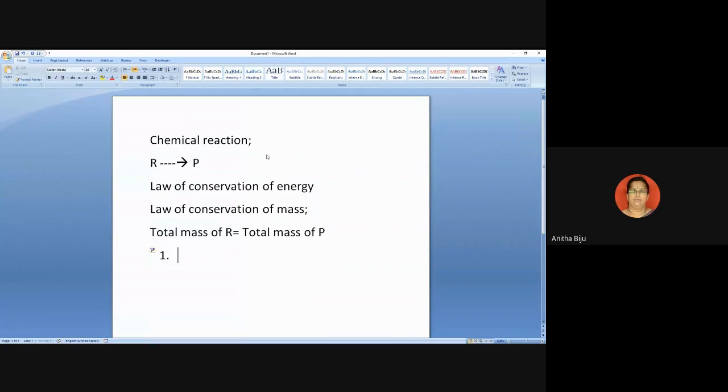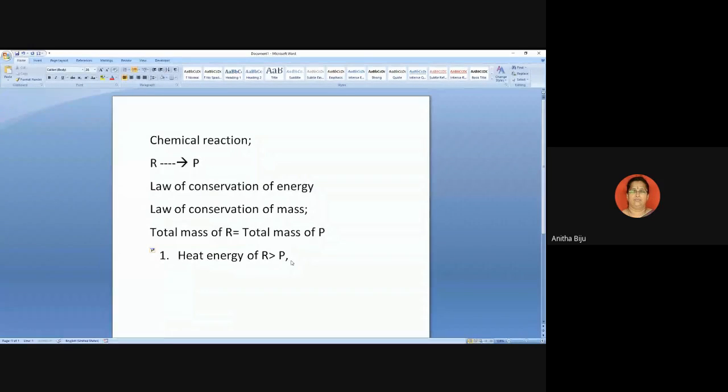Because I am trying to teach one concept related to exothermic and endothermic reaction. So let us think about that. If heat energy of reactants is greater than that of product, heat energy of reactants is greater than that of product, in this case, what will happen?